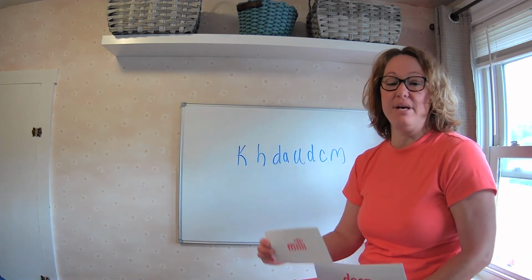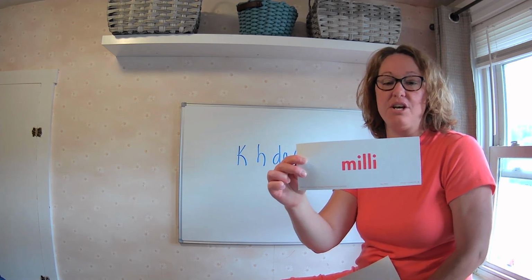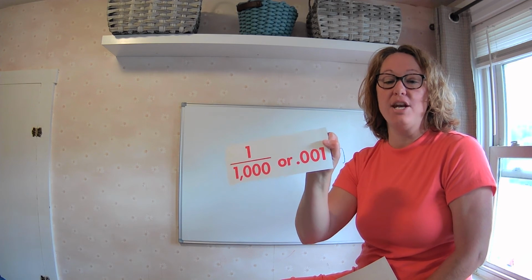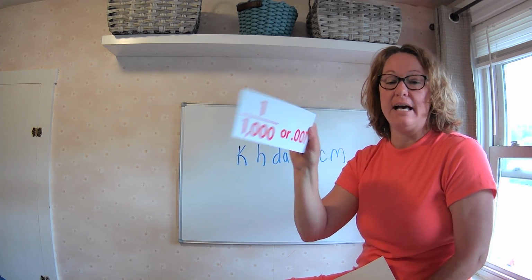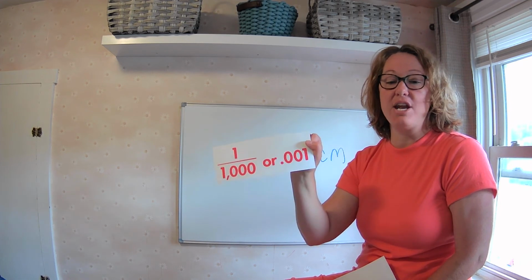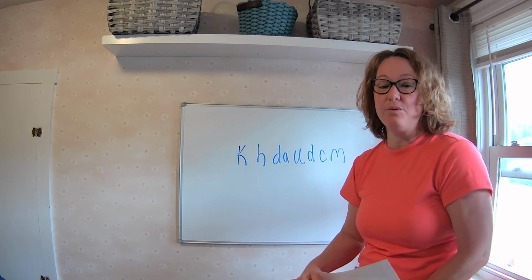Then we have milli. Milli is the smallest of the metric measurements that we use. Milli stands for 1/1000th, or 0.001. Again, milli will be 1/1000th, or 0.001. And then we move into whole numbers.